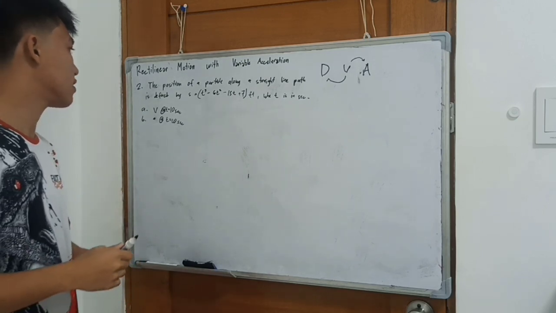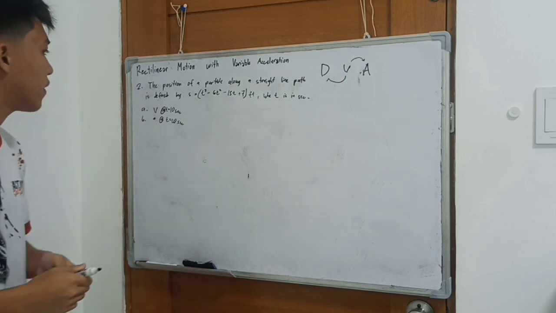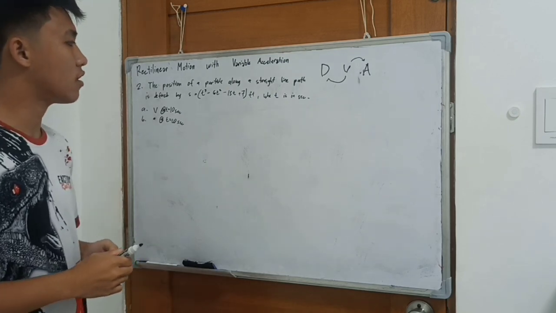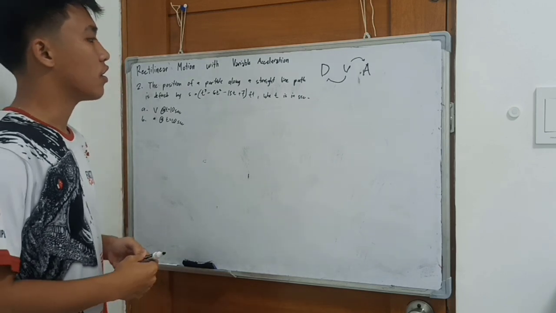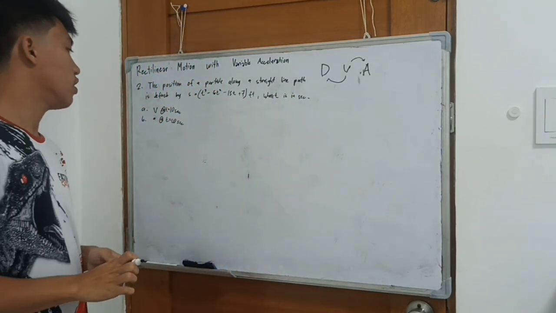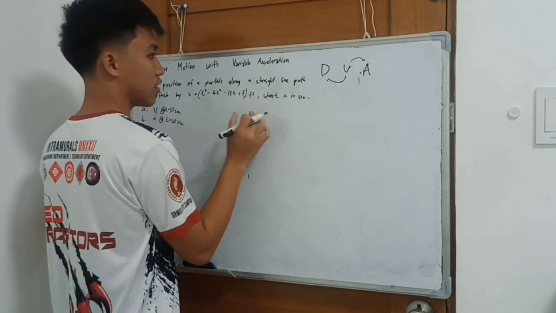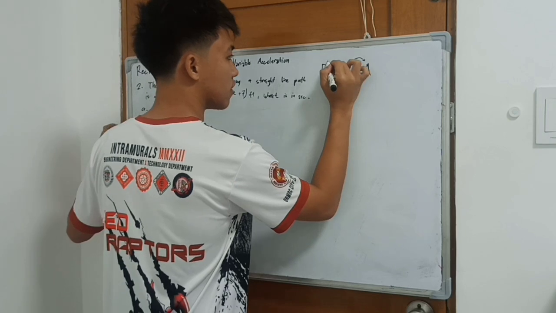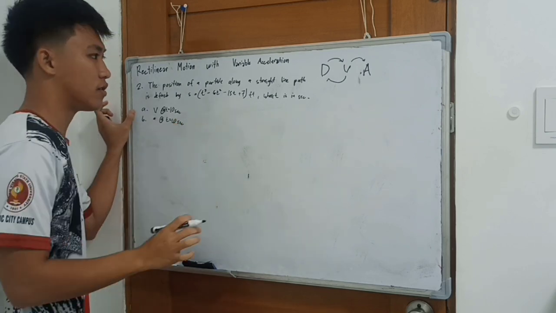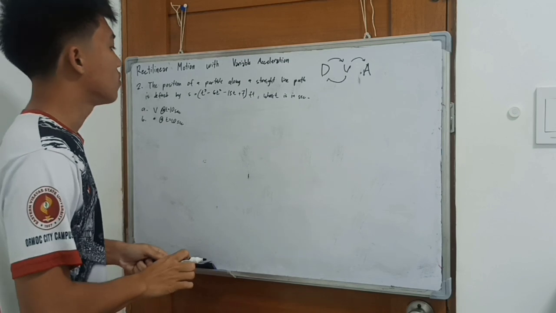So the given here is the distance. The position of a particle along a straight line path is defined by S equals t cubed minus 6t squared minus 15t plus 7 feet, where t is in seconds. So let's find the velocity and the acceleration, where we know that we can get them by deriving. The first derivative gives us the velocity, and the second derivative gives us the acceleration.